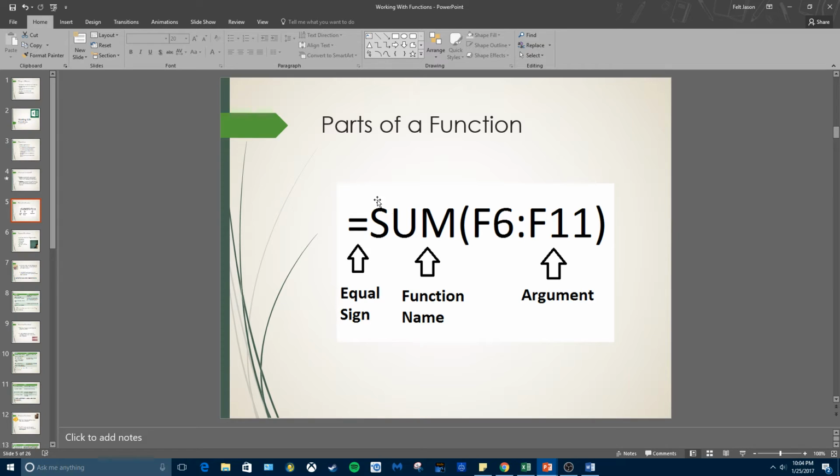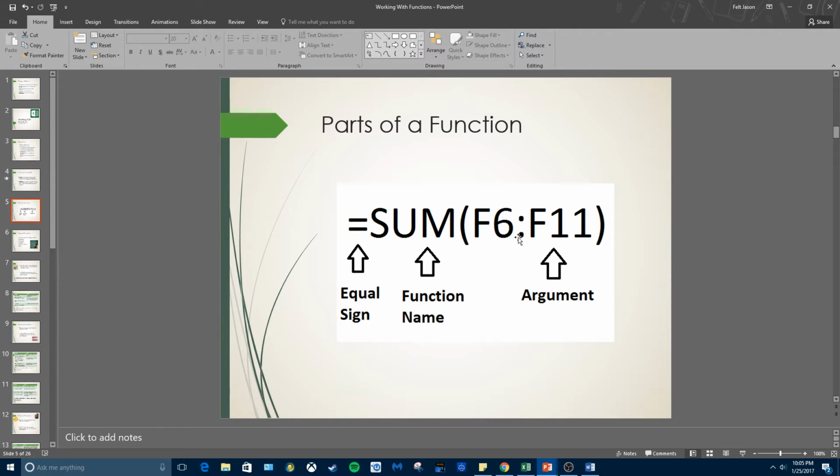Okay, this tells Excel, hey, I'm putting in a function, do what I tell you to do. The function name could be sum, it could be average, and then the argument is the data you're using with that function. So if I want to calculate the sum of F6 through F11, that's what I'm going to put down here.